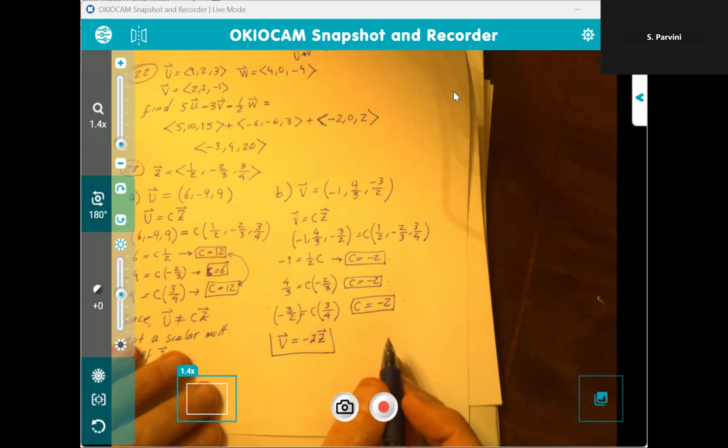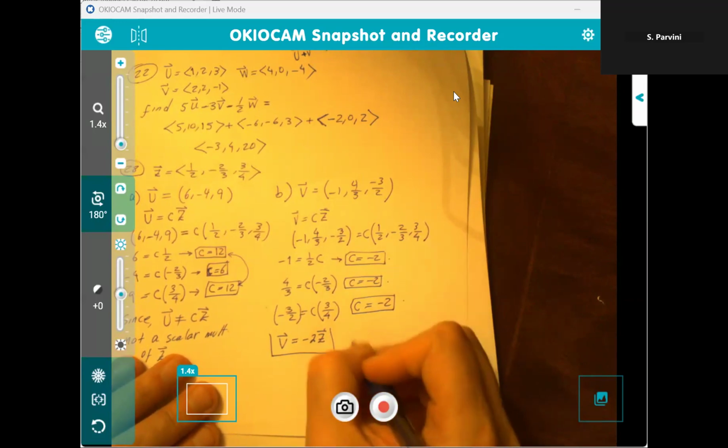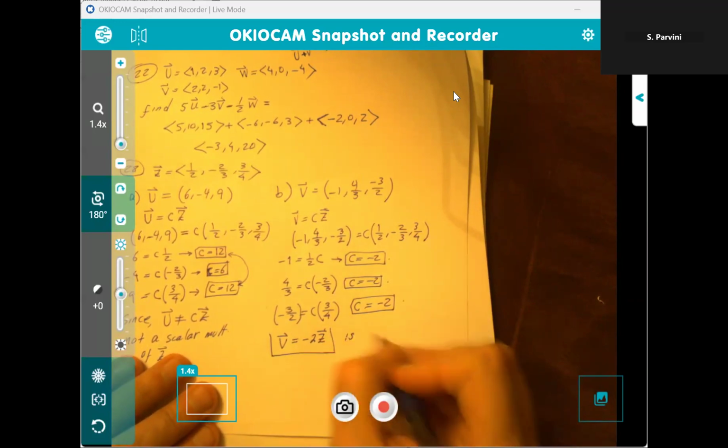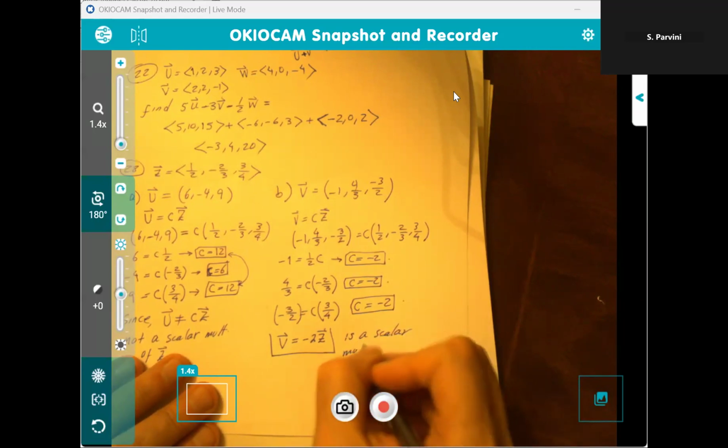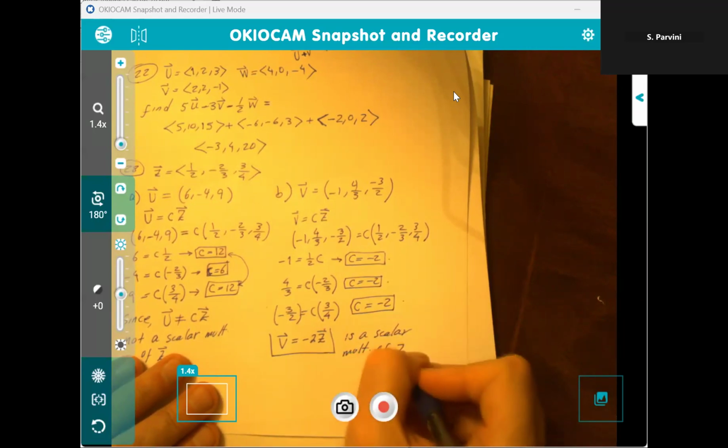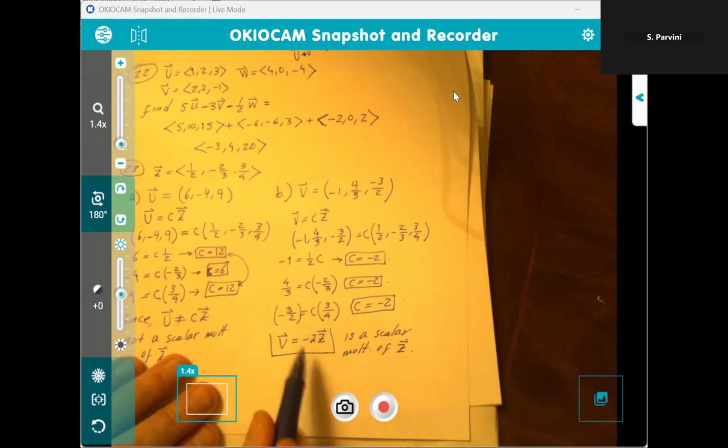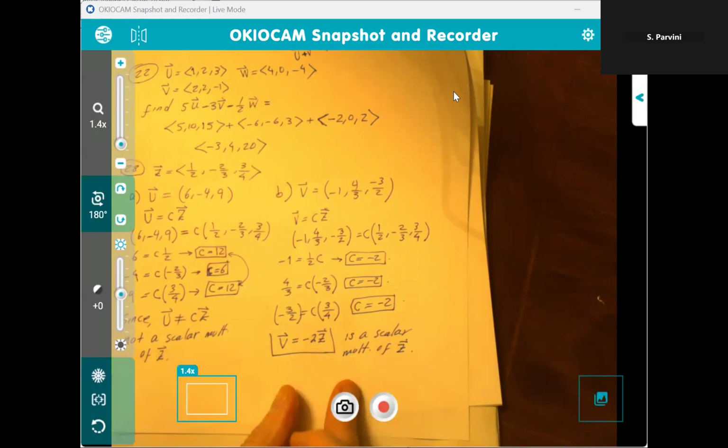So therefore, V is a scalar multiple of Z. It is a scalar multiple of Z. And again, more specifically, it's -2 times Z. So that's what we mean by scalar multiples.